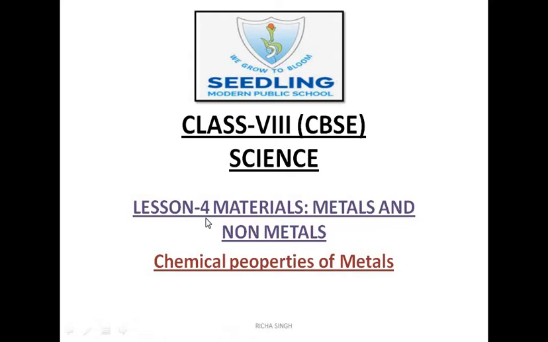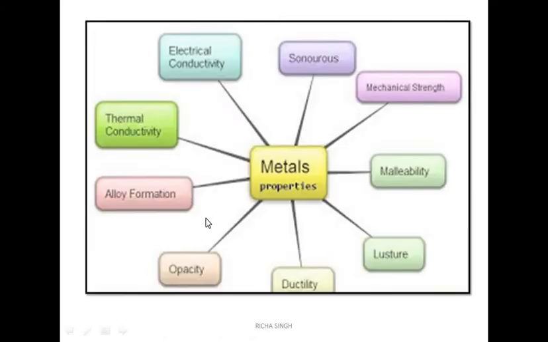In the previous session we have learnt about the physical properties of metals. There you have learnt that metals have luster, they are malleable, they are ductile, they are good conductors of heat and electricity, they are sonorous, they have high tensile strength also. Okay, and this way they were different from the non-metals based upon certain physical properties.